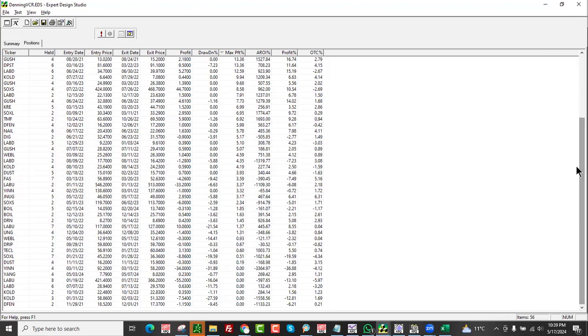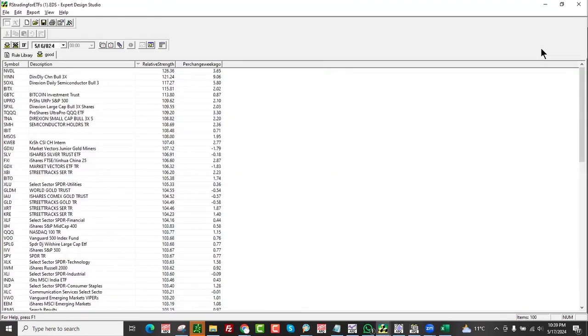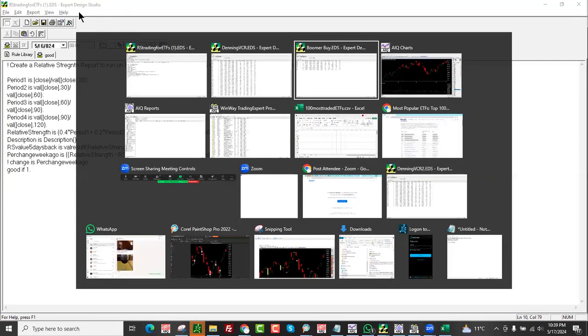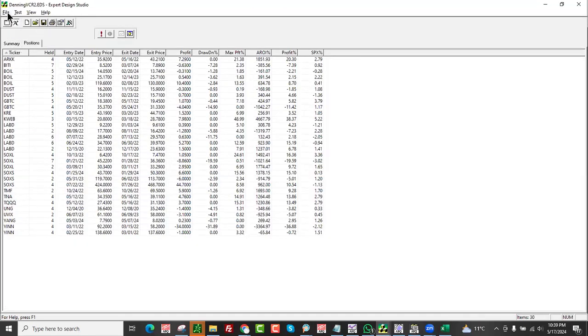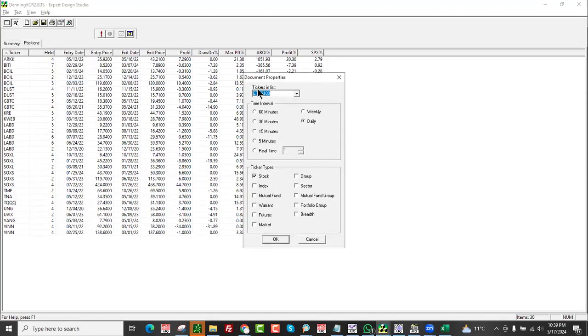If I jump around again, I know we only have limited time. I do want to show you this one here. This is another one I ran, and this is the same strategy that we were just looking at, that Rich Denning strategy, the one that has the, no, sorry, this is the wrong one. I need the other ETF one. There it is. That's what happens when you have too many windows open. There it is, the ETFs 100.